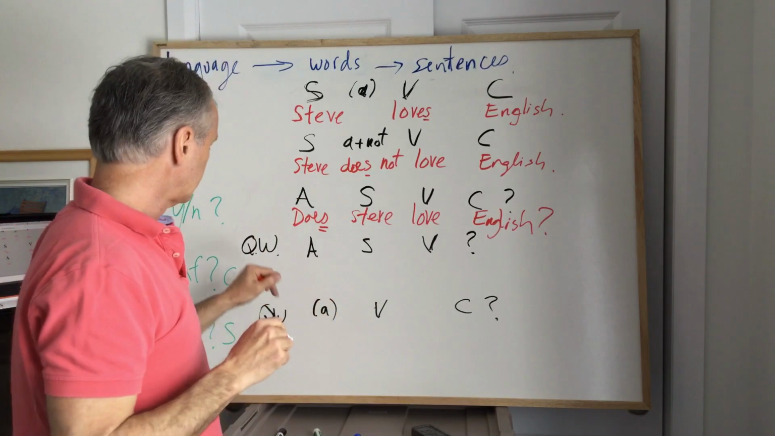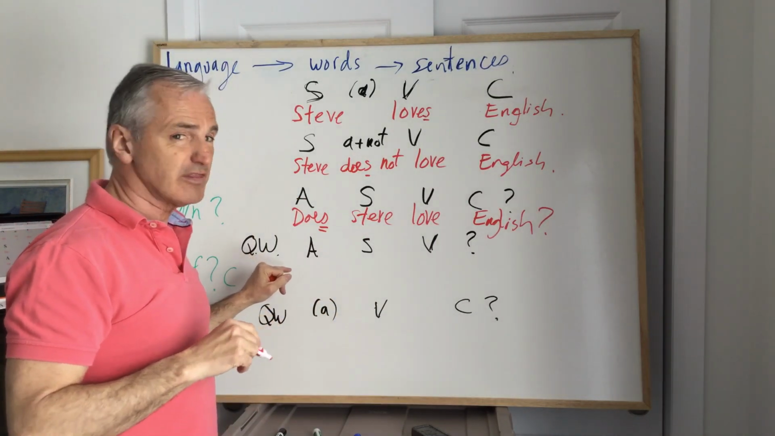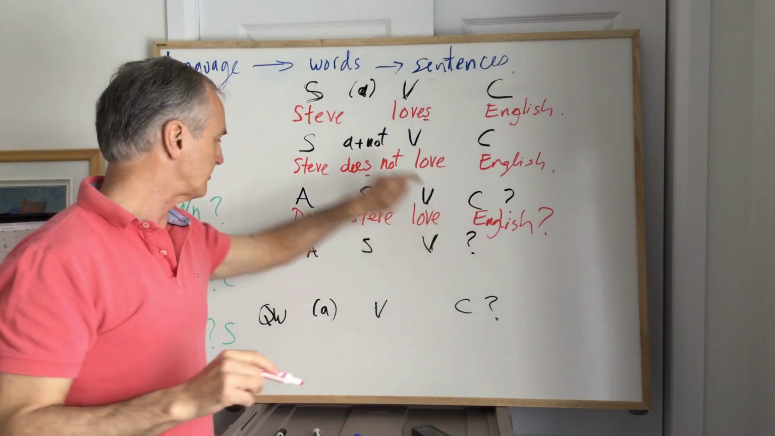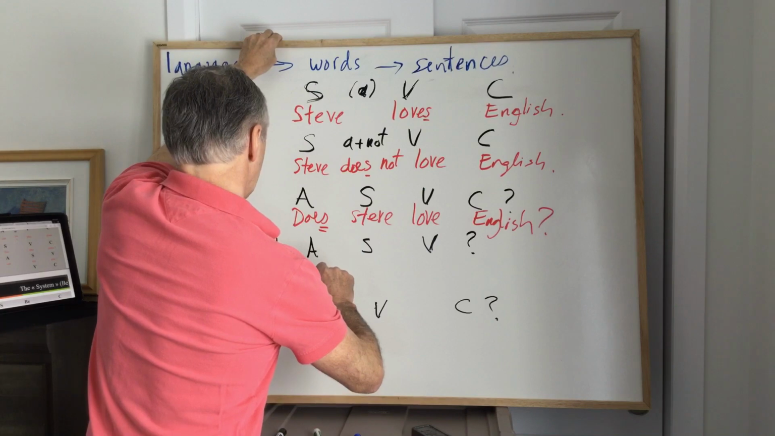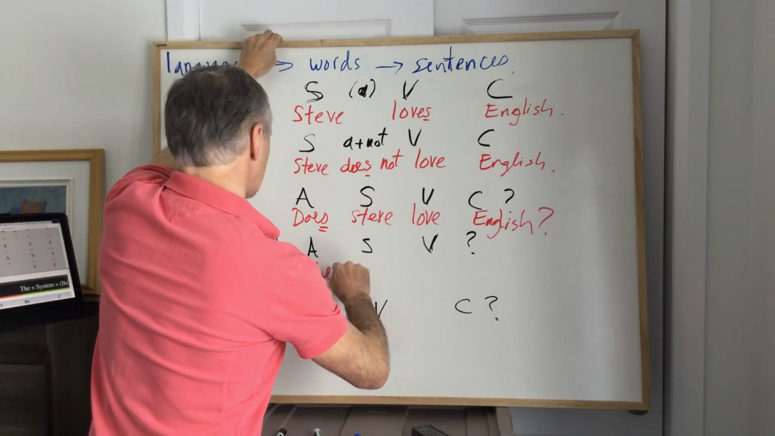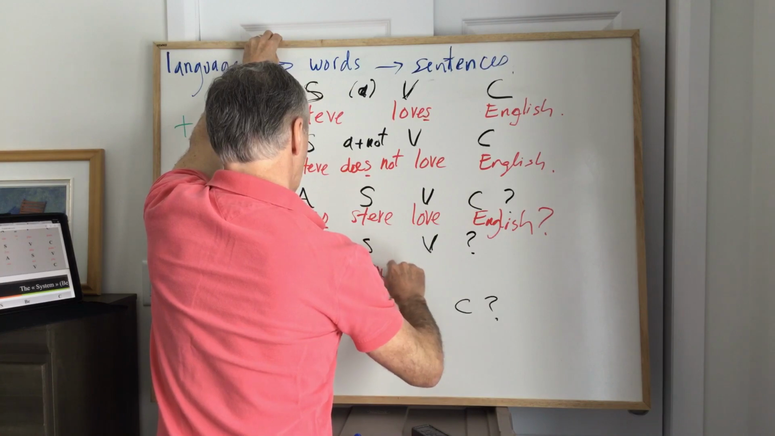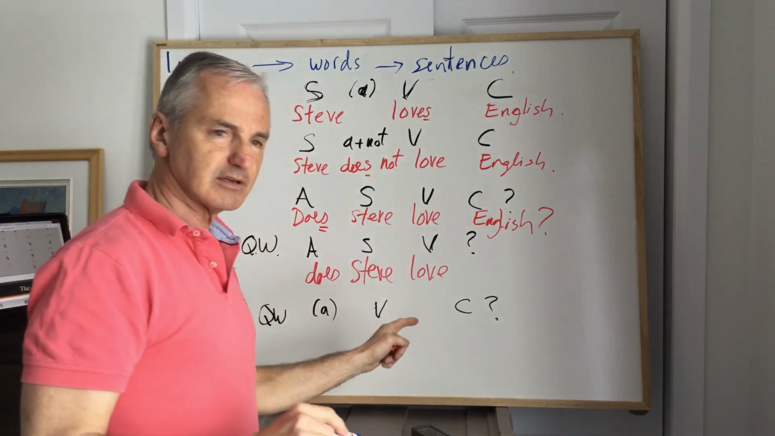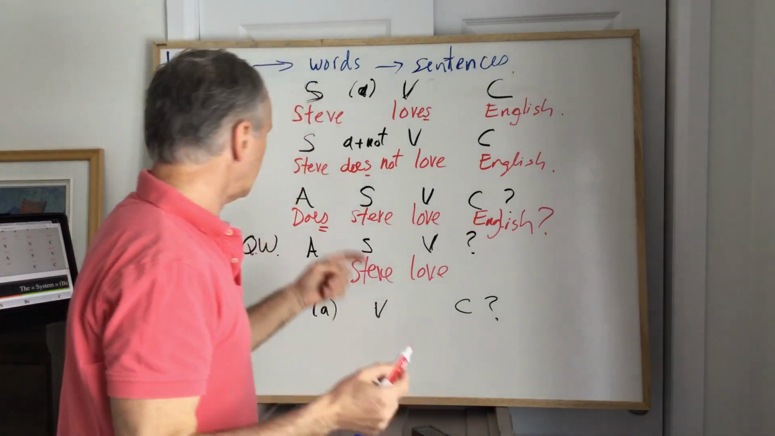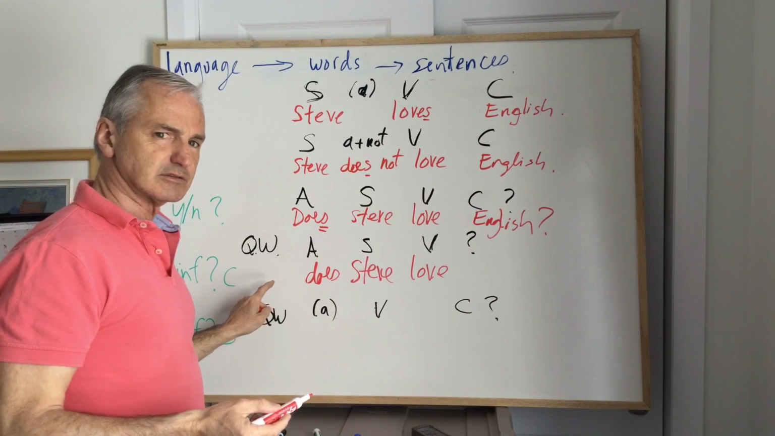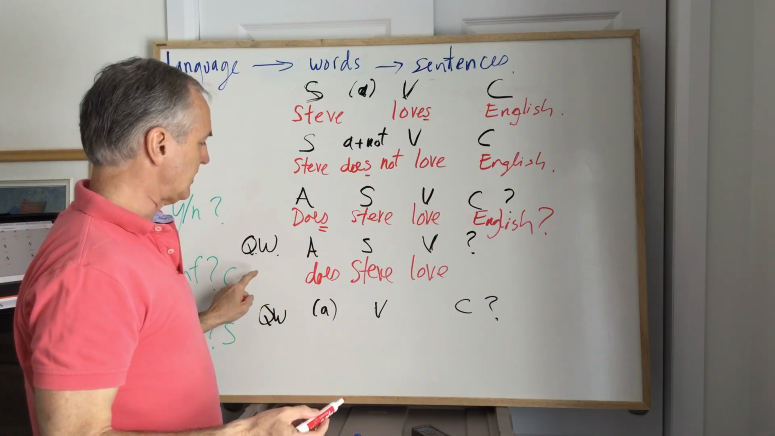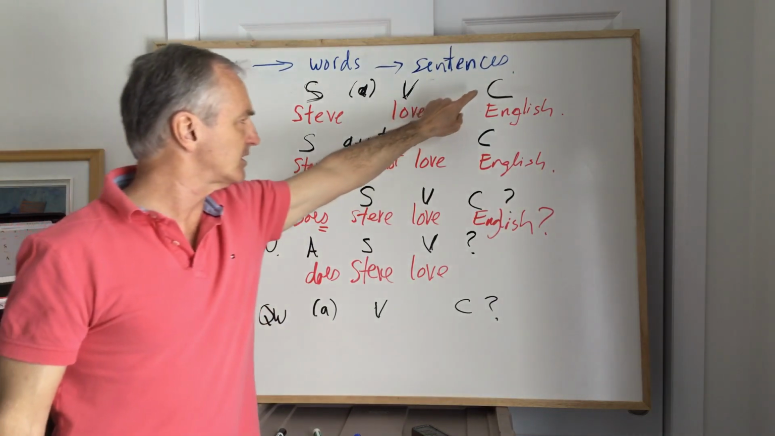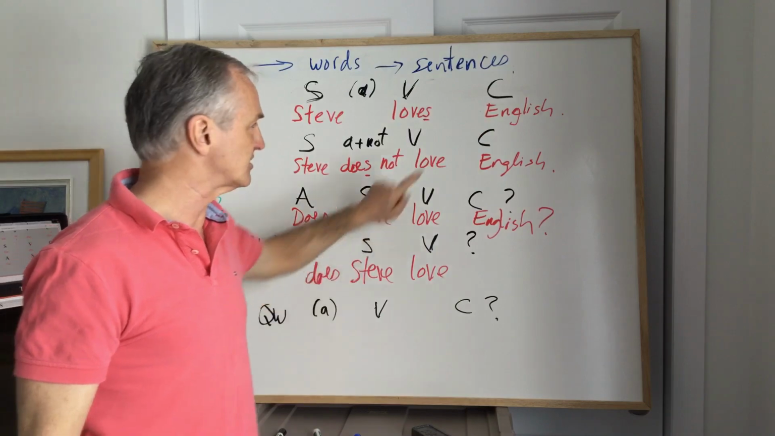Now, like I said before, for an information question, the only difference is I put a question word on it. So this stuff will be all the same. Does Steve love? Absolutely no change. Does Steve love? Say that 10 times. Can't do it. Anyway, I have to add a question word. Okay? Now, the answer to my question is the complement. Complement, the word is English. So the answer to my question is English.